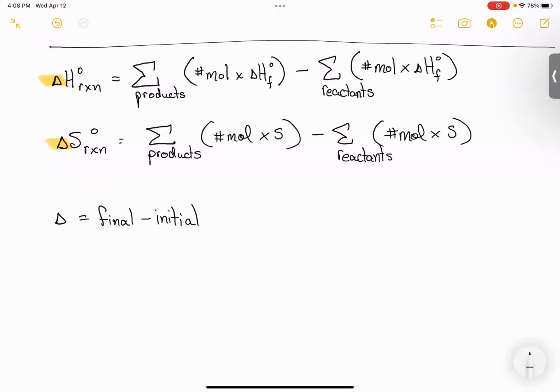If you will recall, enthalpies of formation for elements in their standard states is 0. So O2 would be 0 for enthalpy. H2 is 0 for enthalpy. That's not the story for entropy. Every single thing out there is going to have an entropy. So even elements in their standard states have entropy.